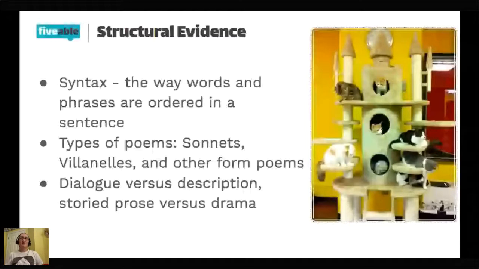Versus another type of syntax is interrogative, which is a fancy way of saying they ask a lot of questions. Someone who uses a lot of interrogative sentences in their piece has a questioning tone, or has like an uncertain tone, perhaps. Interrogative, I don't know why I said it twice.